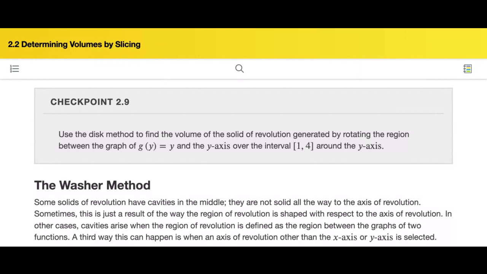Let me try myself. So I get this piece. We want to do from 1 to 4. So this piece. But you know what? These two pieces are the same. So when we rotate, we get this. 1, 2, 4. 21 pi.